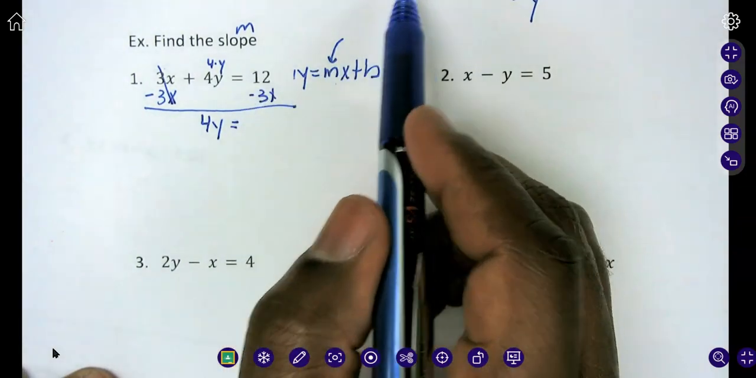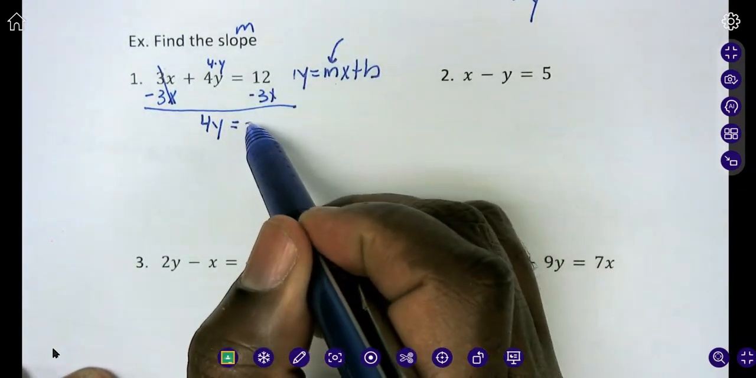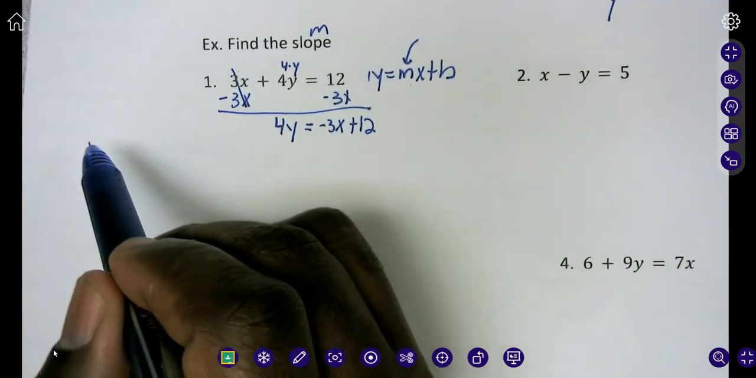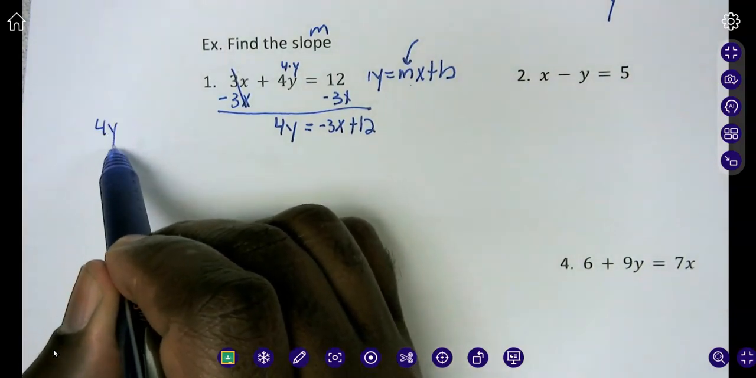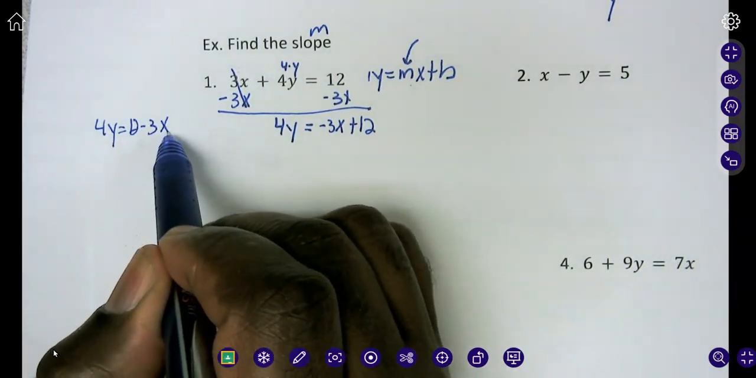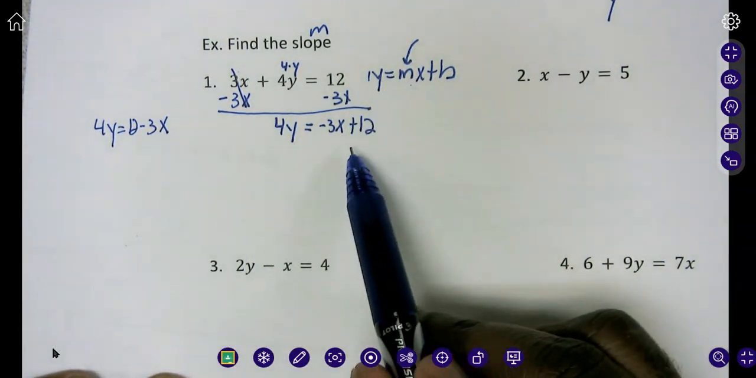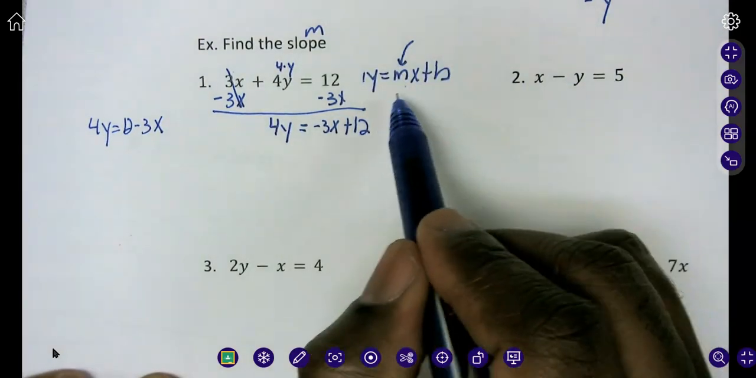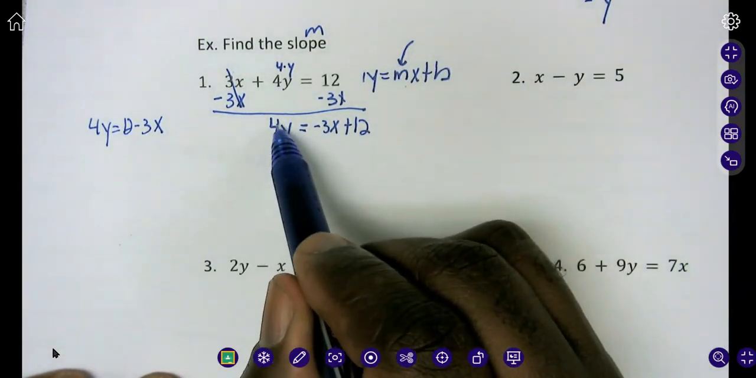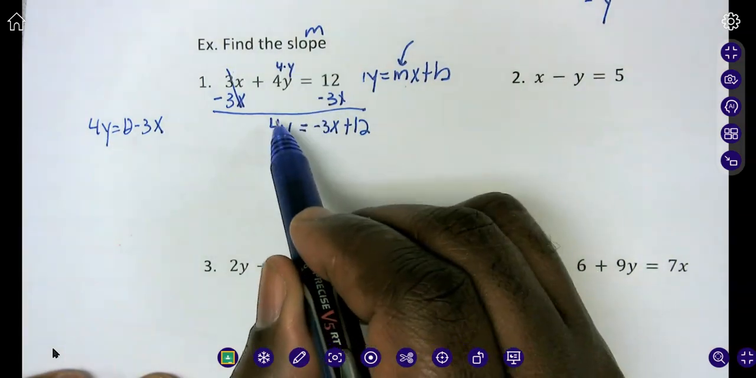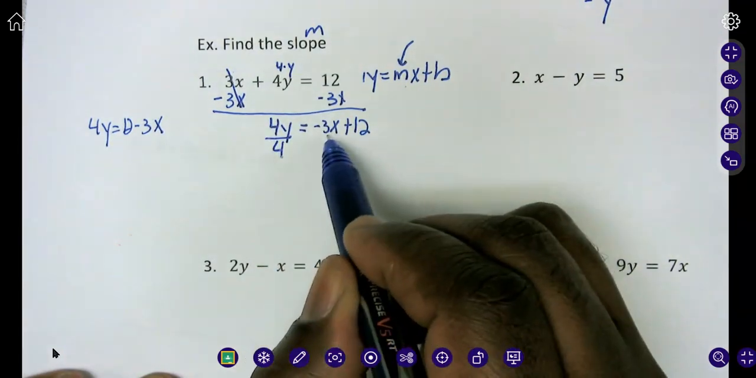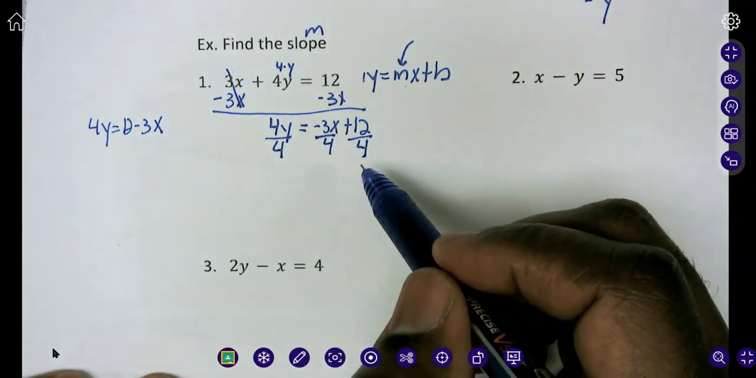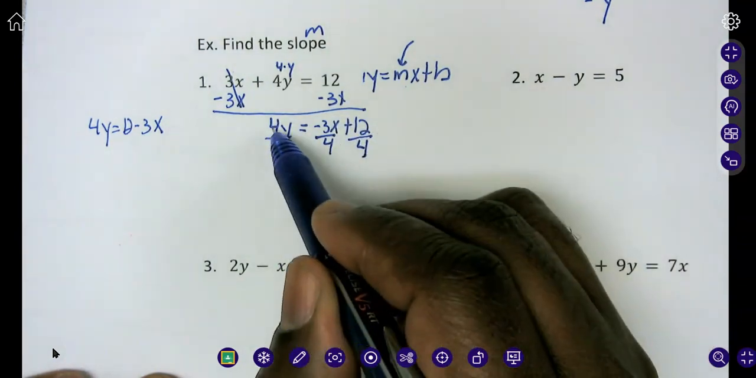And since I'm going to put it in this order here, I'm going to say negative 3x plus 12. Now, truthfully, just off to the side, if you would have said 4y equals 12 minus 3x, you're not wrong, but I'm putting it in this form, so I'm just rearranging it a little bit. Now, it's not in this form yet because there's still a number in front of the y. And in order for me to get rid of multiplication, I have to divide. When you divide, you divide everything, just like when you multiply. So everything gets divided by 4.